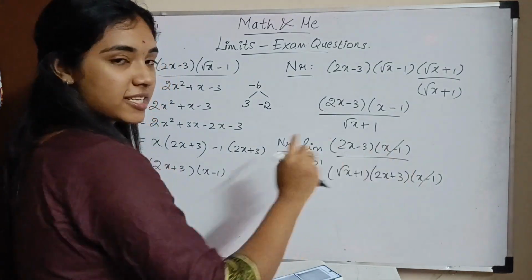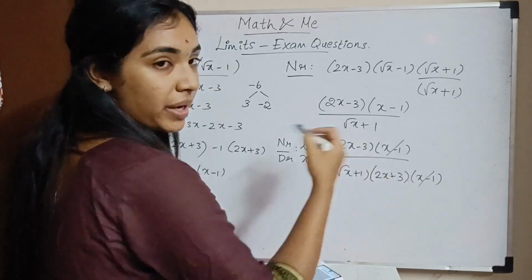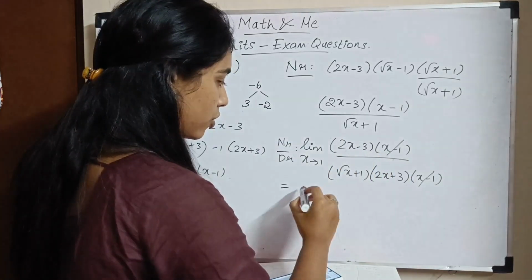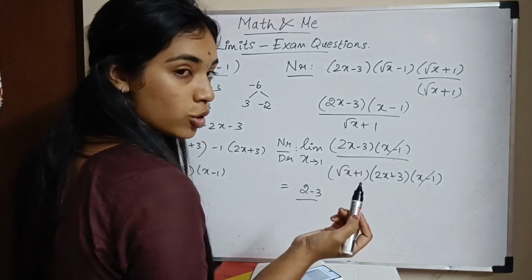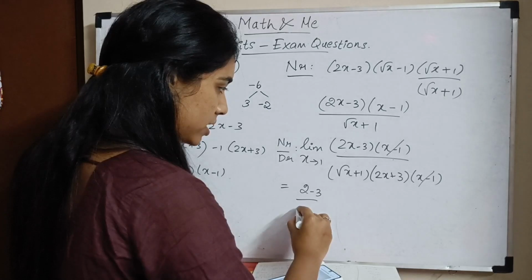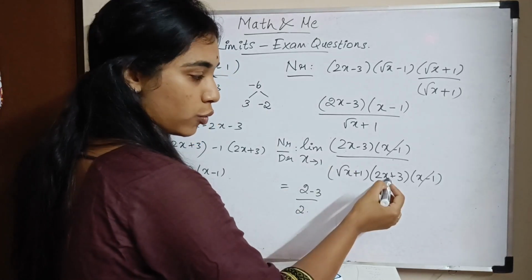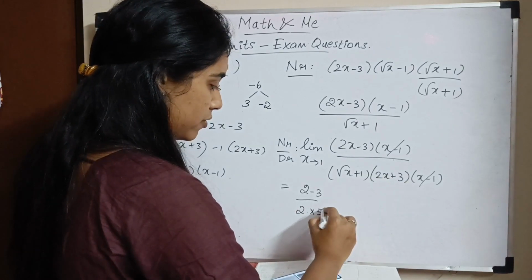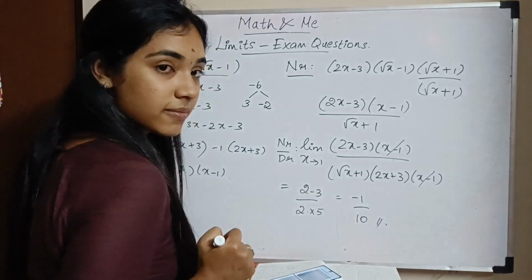Because this was causing the 0 by 0. அதனால அதை நம்ம delete பண்ணியாச்சு. இப்போ we have the remaining terms. இப்போ இந்த இடத்துல we'll substitute 1. So இந்த இடத்துல substitute பண்ணா என்ன ஆகும்? Equal to 2 minus 3 divided by root x, root 1 என்ன? 1. 1 plus 1 is 2 times 2x plus 3. 2 into 1, 2. 2 plus 3, 5. So 2 into 5. What do you get? Minus 1 divided by 10. That's the answer. Okay?